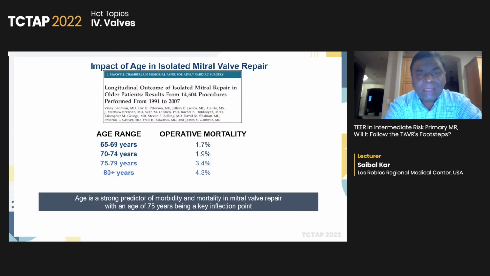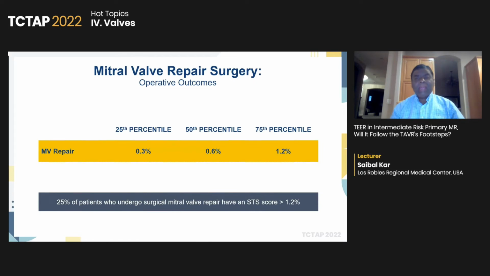If you look at the impact of age on mortality with mitral valve repair, remember all these patients were considered to be low risk. You can see over here that when you cross the age of 75, the mortality rate doubles. And this is in the STS database, where obviously the surgeons chose patients who are operable. So age is a strong predictor of morbidity and mortality in mitral valve repair, with age 75 being a key inflection point.